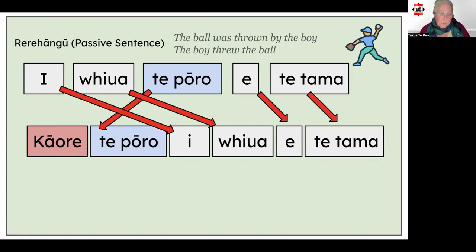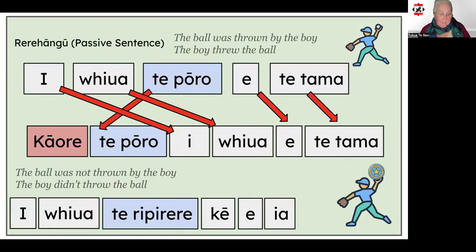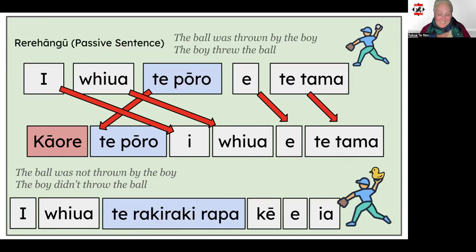Because in the Rerehāngū structure the main emphasis is on the taunga, we're not saying the boy didn't throw something, we're just saying he didn't throw the ball. Maybe he actually threw a frisbee or a rubber duck. All we know for this example is that he didn't throw the ball.